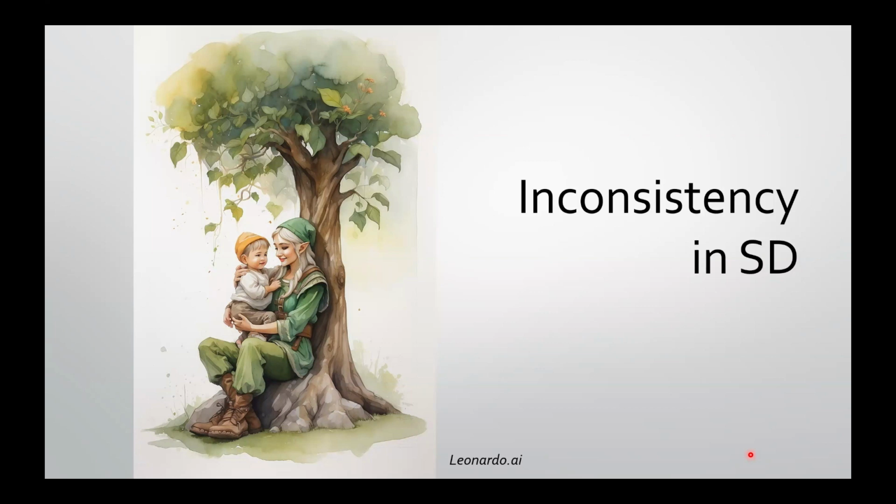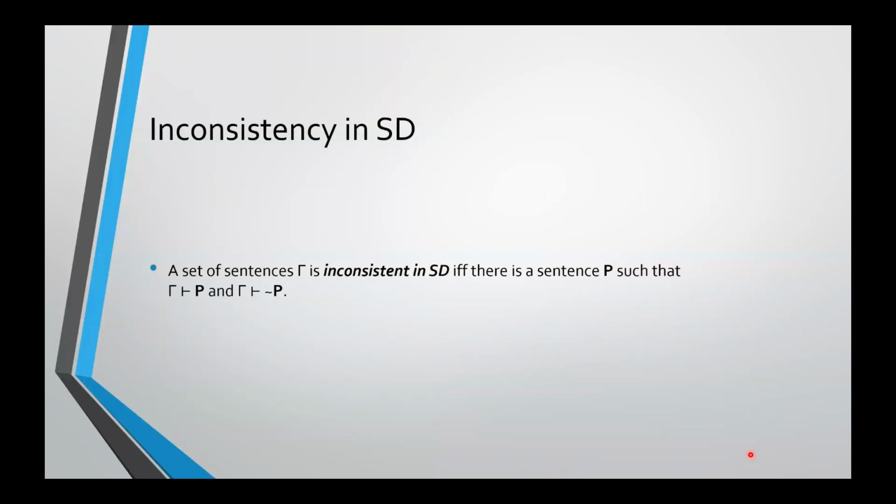In this video, we'll look at another use of SD, which is establishing that sets of sentences are inconsistent. So a set of sentences, gamma, is inconsistent in SD if and only if there is a sentence P such that gamma entails P, P is derivable from gamma, and not P, the negation of P, is also derivable from gamma.